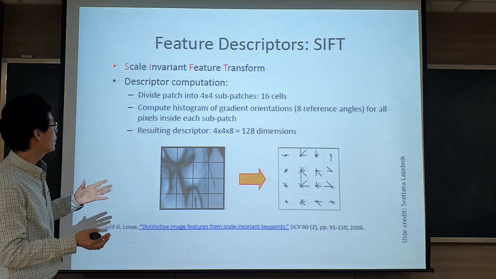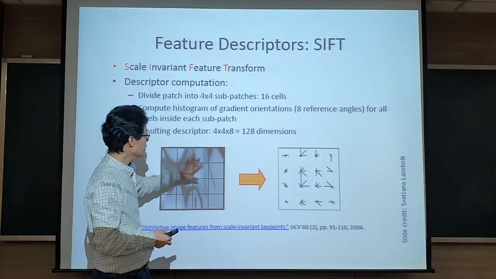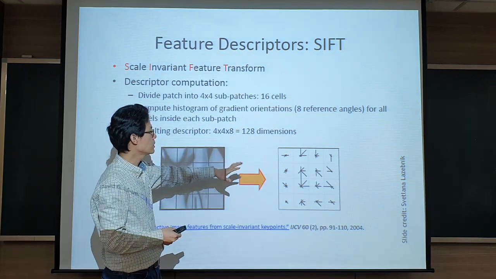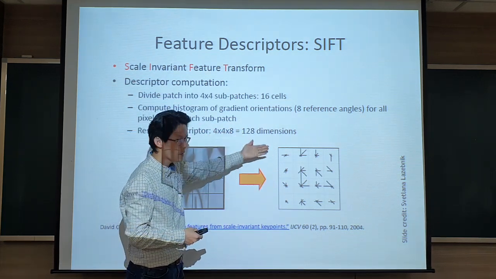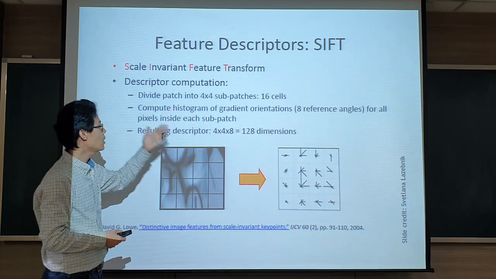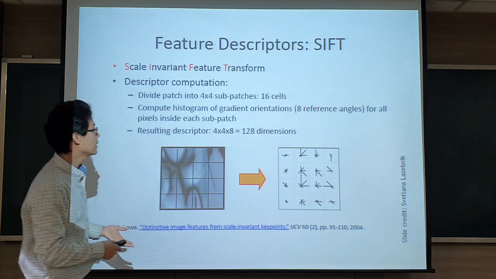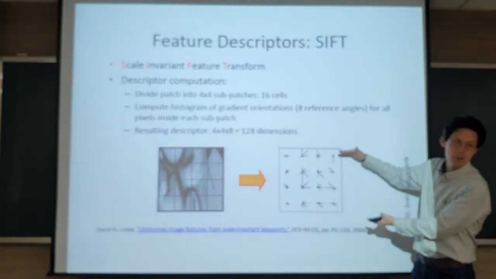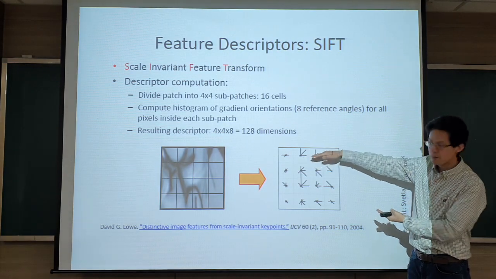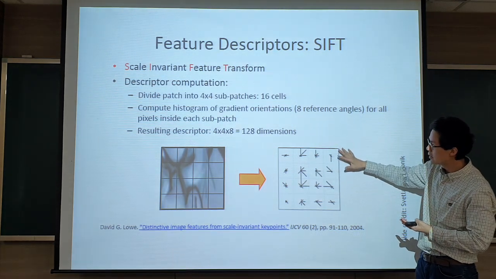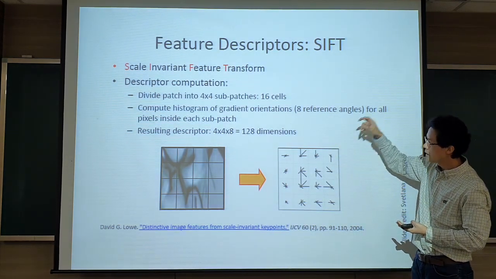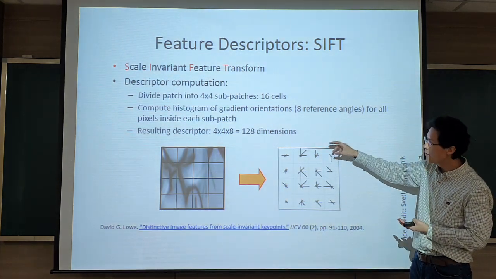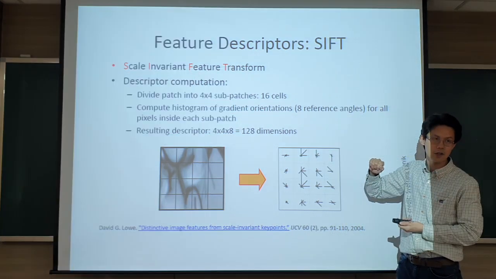We can increase the cell number or the histogram angle. Depending on that, there could be a 256 dimension and so on. But this is one common setting for computing SIFT. This itself is a SIFT, and this is a description of the local patch. Basically, this is nothing but a concatenation of the histograms of the local gradient.